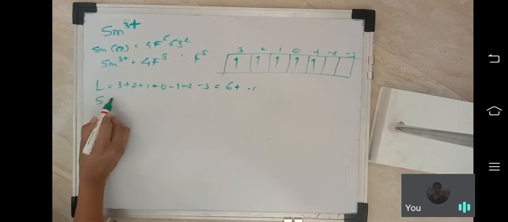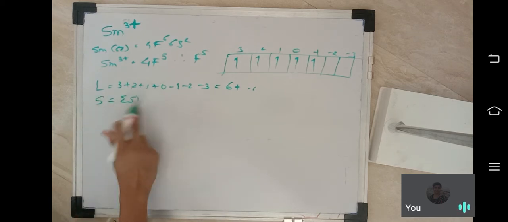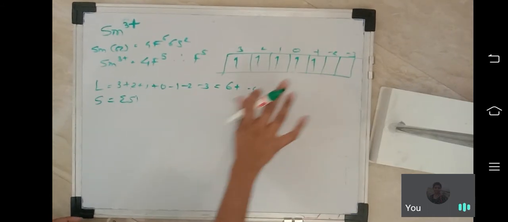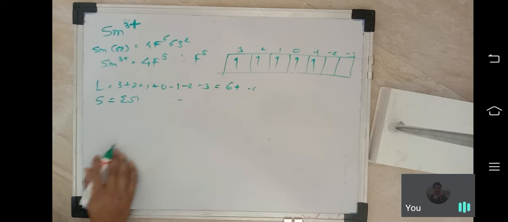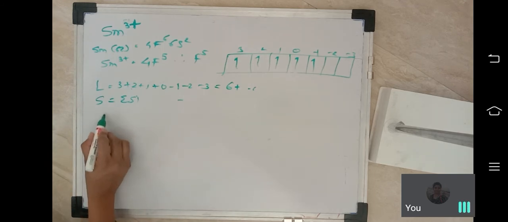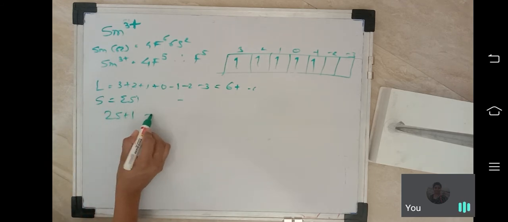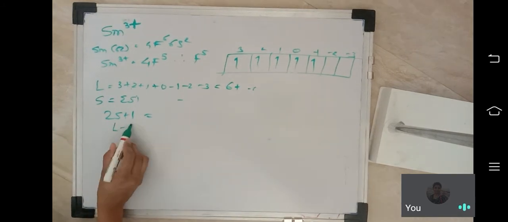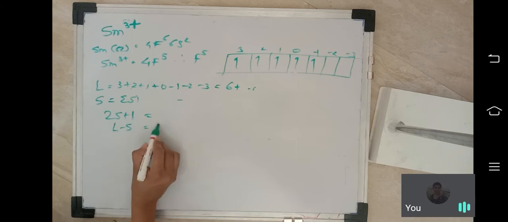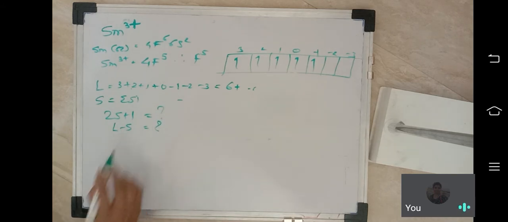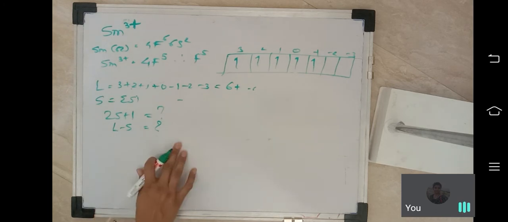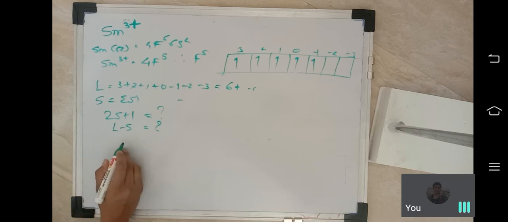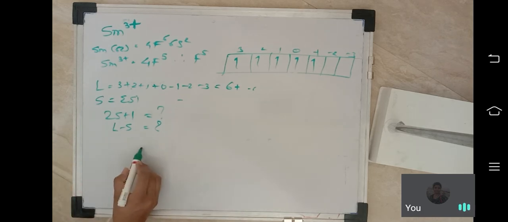Then again you write the summation of si. You calculate the values of S. That means half plus half plus half plus half plus half. Then you get the answer here. Then you write the formula 2S plus 1. First you have to find the value of 2S plus 1. Then this is singly occupied, so you have to find the value of L minus S, because this is not more than half filled. So you write L minus S, put the values in the formula, and then you get the answer.